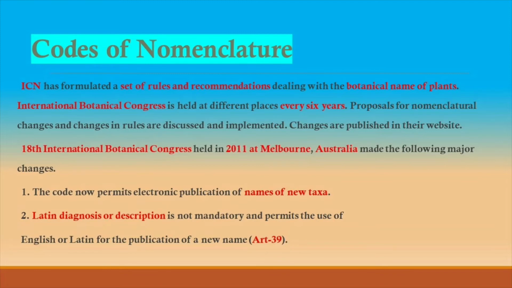Codes of Nomenclature. ICN has formulated a set of rules and recommendations dealing with the botanical names of plants. The International Botanical Congress is held at different places every 6 years. Proposals for nomenclatural changes and changes in rules are discussed and implemented. Changes are published on their website. The 18th International Botanical Congress held in 2011 at Melbourne, Australia made the following major changes.